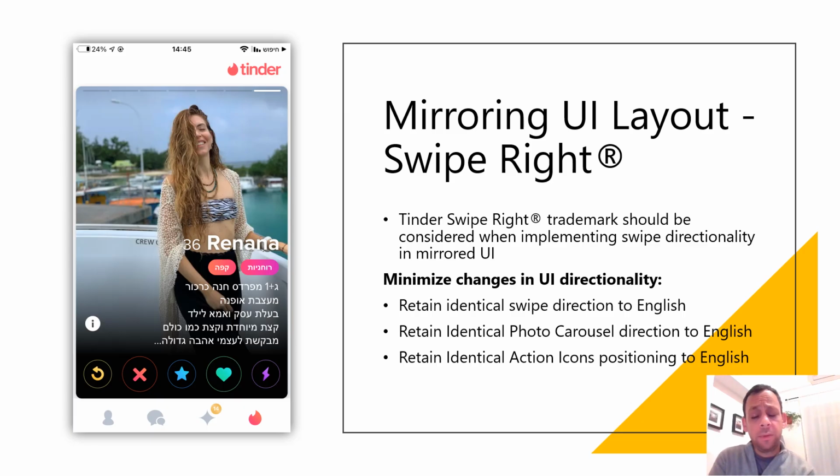When it comes to Tinder, one of the interesting things is the fact that Tinder has a swipe right trademark. And so when it comes to UI mirroring, that has to be put into consideration. So when it comes to swipe direction, you actually want to retain identical behavior to the swipe direction on English, so that the trademark is being honored and that you can use that for marketing. You also want to make sure to retain identical photo carousel direction, and also identical action icon positioning, so that you have consistency across the UI and directionality.